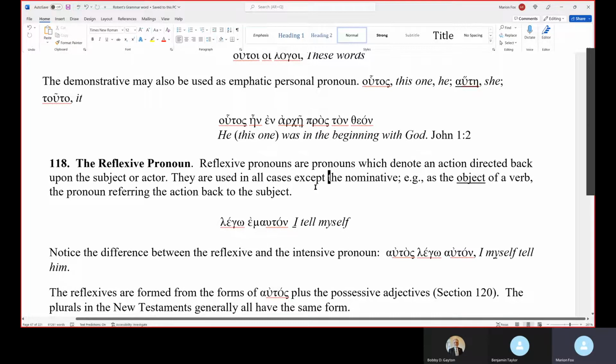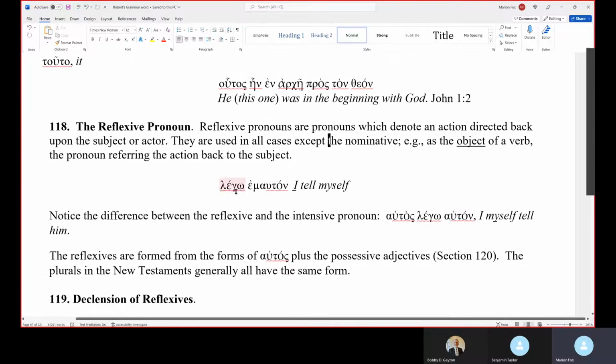And so I have a table for them over in that file that I sent you today. And it's the object of a verb. So it's the object of a verb, the pronoun referring the action back to the subject. And here is legō, and that's I speak, emautō. And so this is I speak what? I tell myself. I speak to myself.